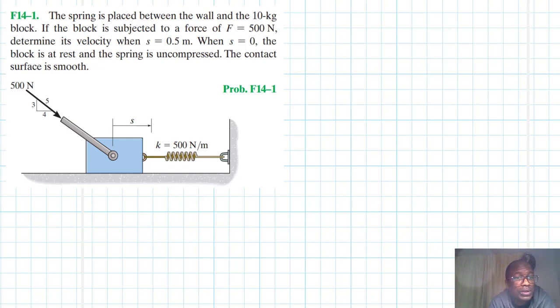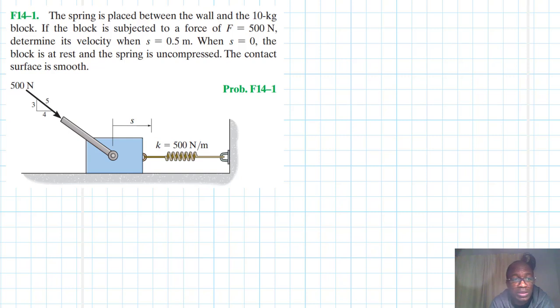The problem reads: the spring is placed between the wall and the 10 kg block. If the block is subjected to a force of 500 newtons, determine its velocity when the displacement is 0.5 meters.